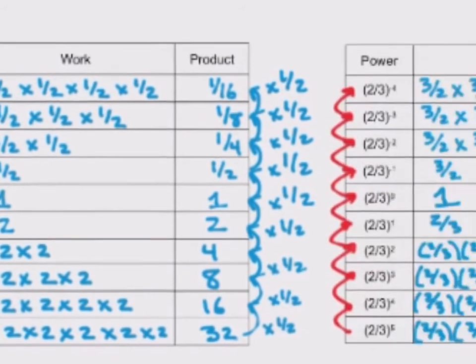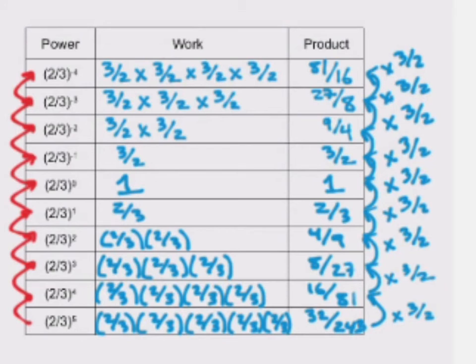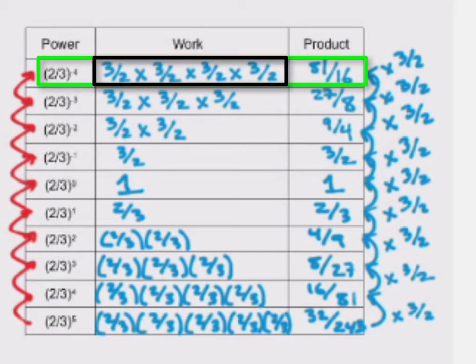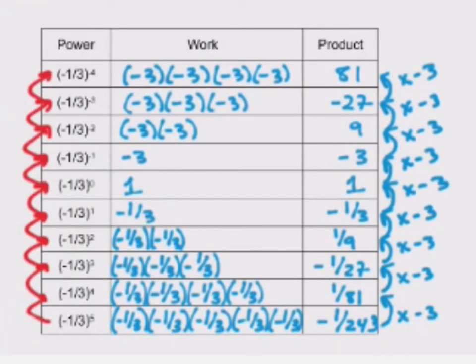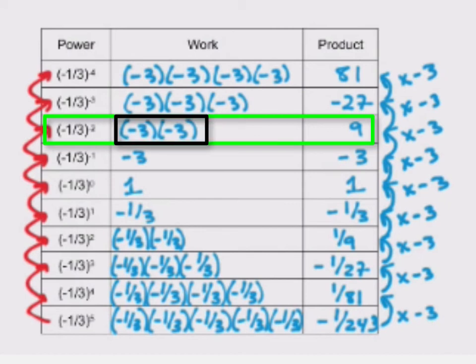What about the 2/3 table? Again, it appears that raising 2/3 to a negative power yields the same thing as raising its reciprocal 3/2 to the positive power. For instance, 2/3 to the negative fourth power seems to be the same thing as 3/2 to the positive fourth power. All right, what about the negative 1/3 table? Again, it appears that raising negative 1/3 to a negative power yields the same result as raising its reciprocal, negative 3, to the positive power. For instance, negative 1/3 to the negative second power yields the same thing as negative 3 to the positive second power. And in general, this is going to be the case.